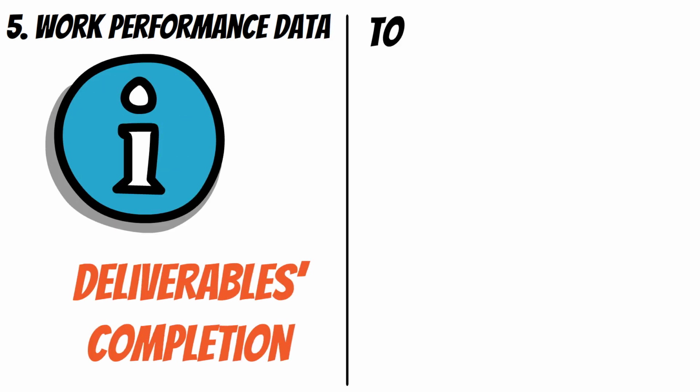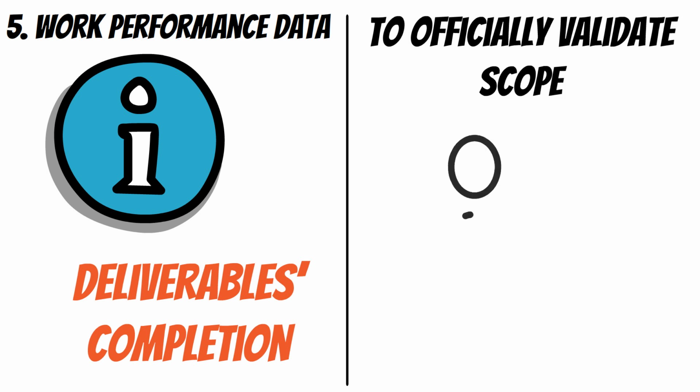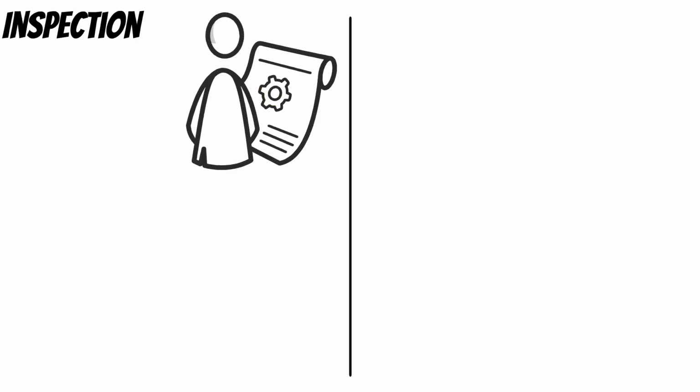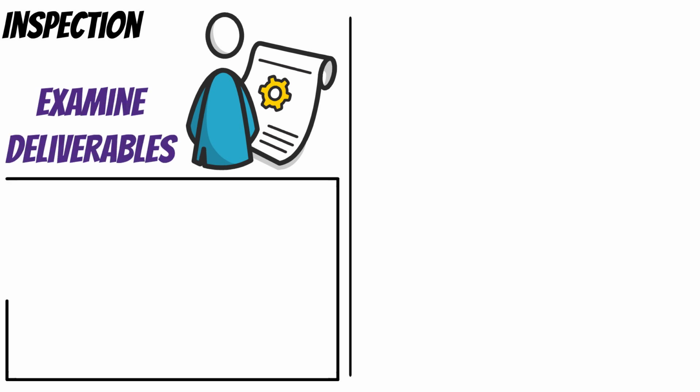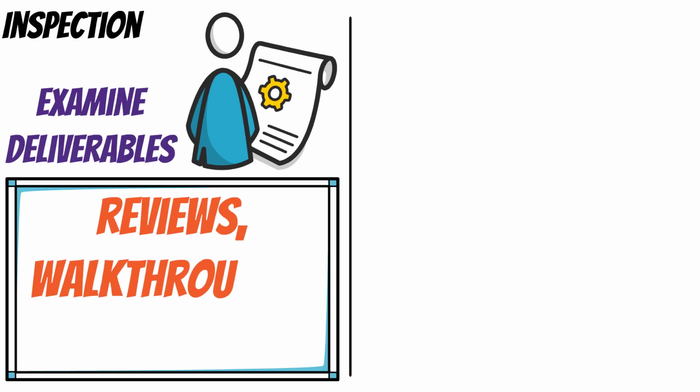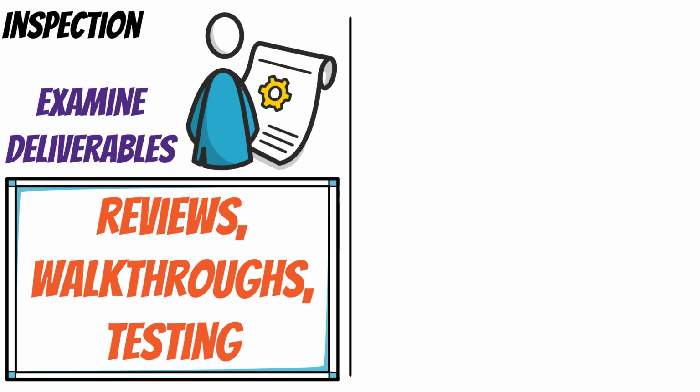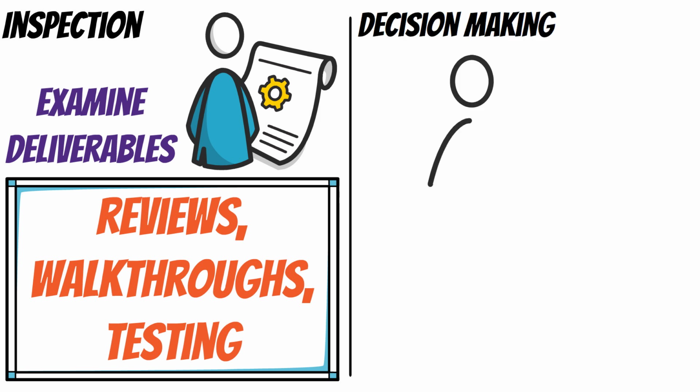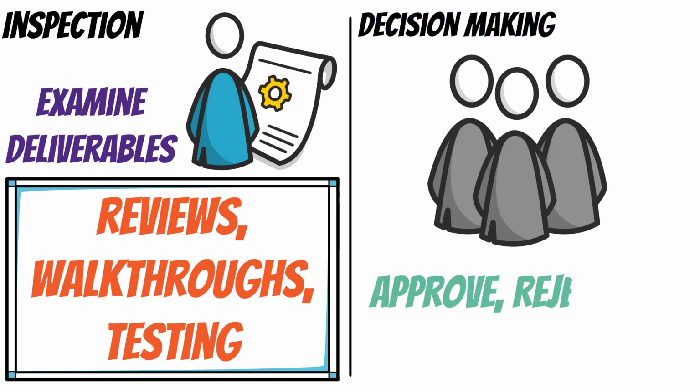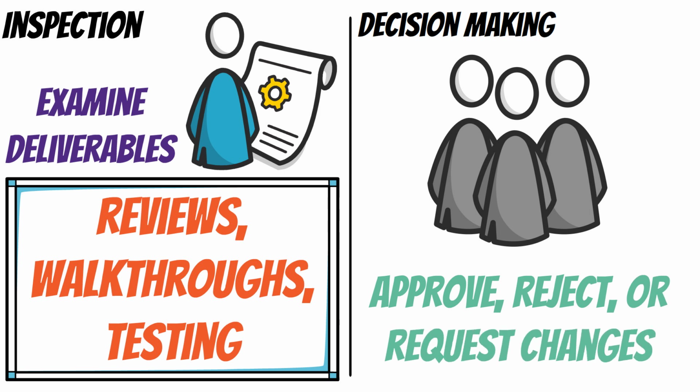To officially validate scope, project managers use these tools and techniques. Inspection, a formal review where stakeholders examine deliverables. This could be reviews, walkthroughs, testing, or even live demonstrations. And decision-making. Typically, stakeholders will approve, reject, or request changes based on inspections.